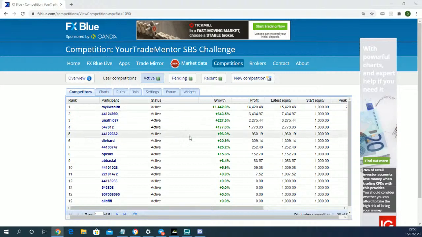The next guy is taking the same lot size all the time. Same lot size. So this is not a competition where we just start with 100,000 and see who is going to reach 1 million. That will not make anybody a better trader. It's just making people start to gamble. But this is a proper trading system that people are following. They're using SBS.